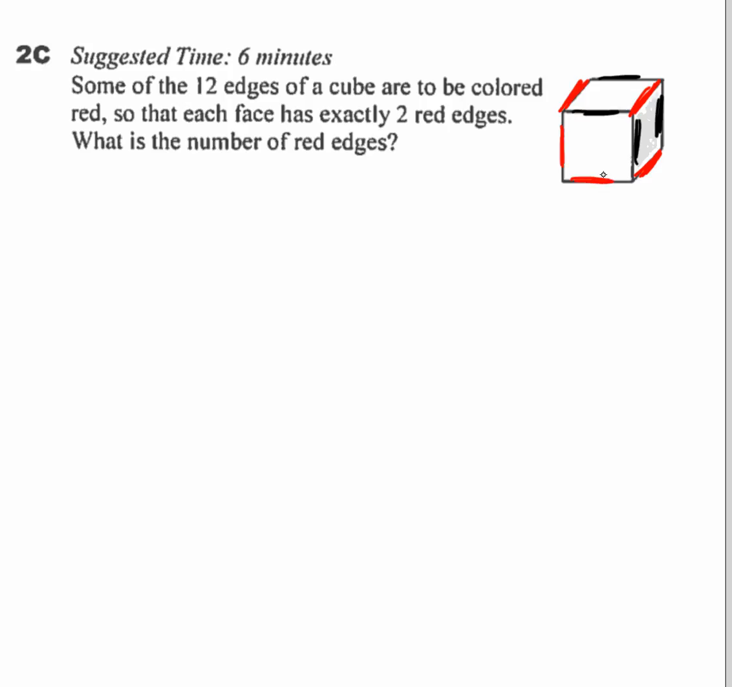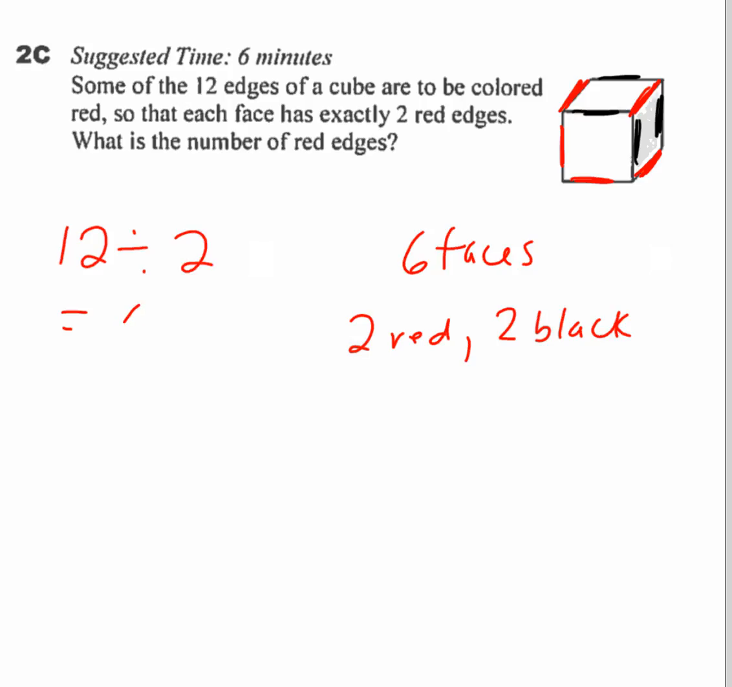If I repeat this, what you're going to notice is that for every square, for every face, and there are 6 faces, for every face, if 2 are red, there must be 2 black or some other color. It doesn't really say what color. I'm going with black. Because every face is a square. So if 2 of them are red, then 2 are something else. So that means that if there are 12 edges, I must have 6 red, because each has 2 and 2. So all I have to do is do 12 divided by 2.